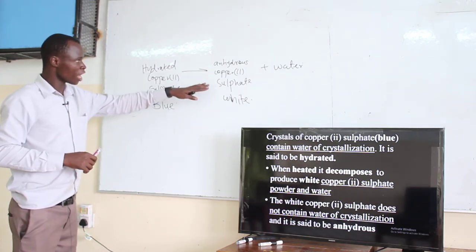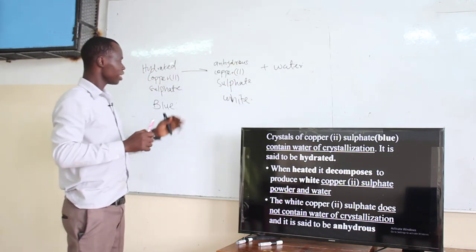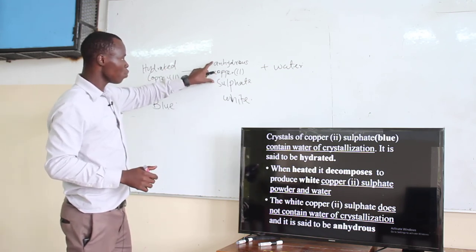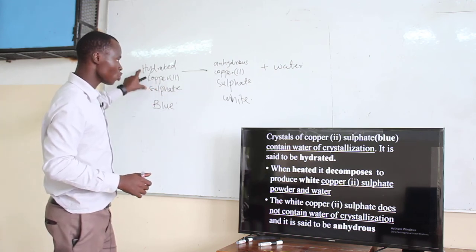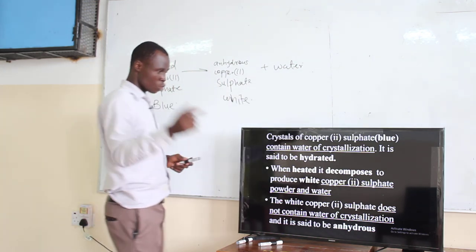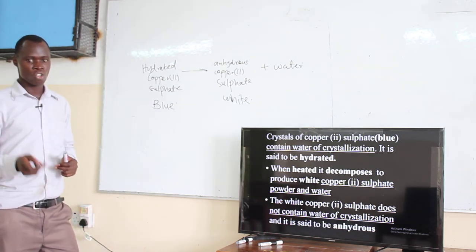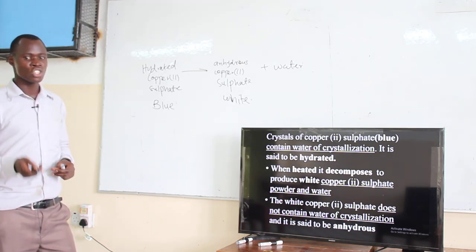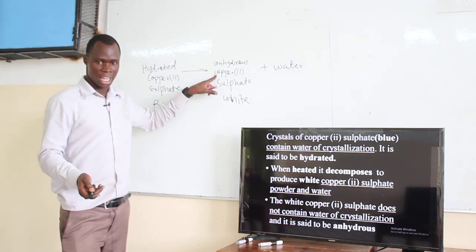And there are two of them. Water is now separated from this one. If you determine the mass of this anhydrous salt and the water, it is less than the initial mass, because the initial one contains the mass of the water of crystallization. Now when it decomposes to white copper sulfate powder and water, the white copper sulfate does not contain water of crystallization, and it is said to be anhydrous, like this one.